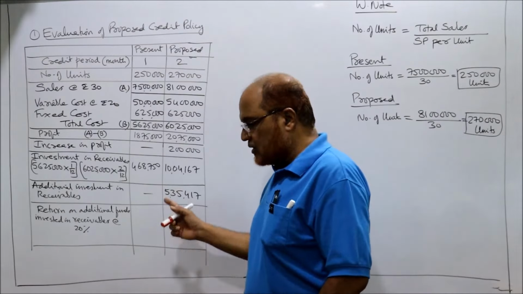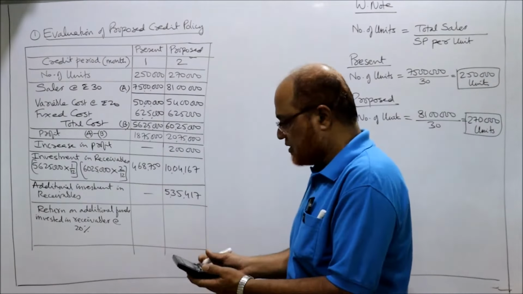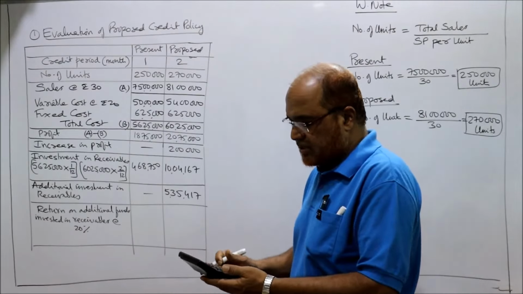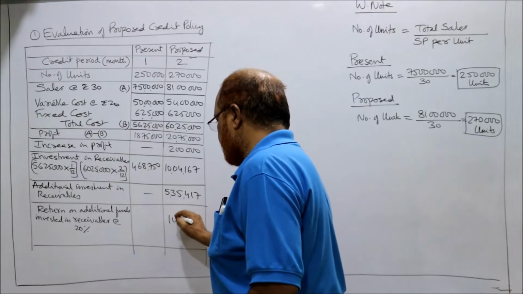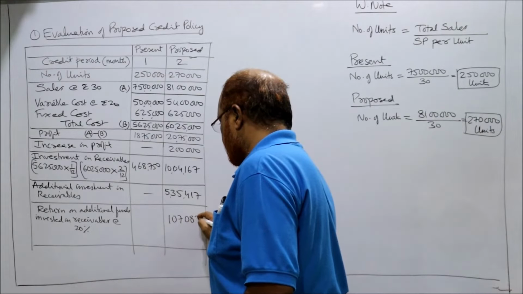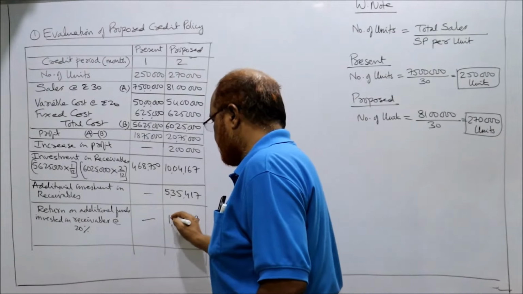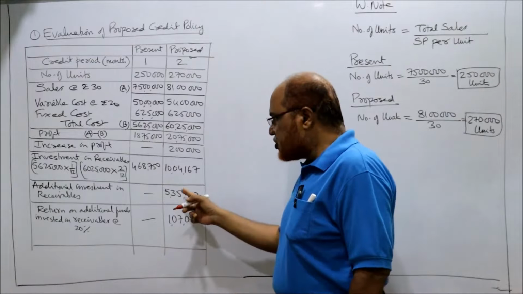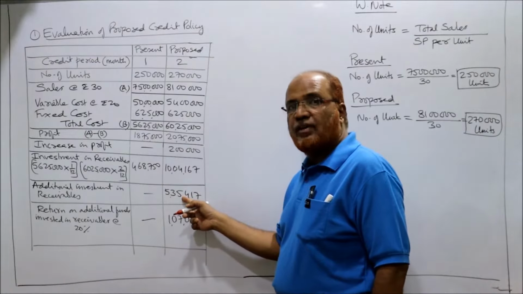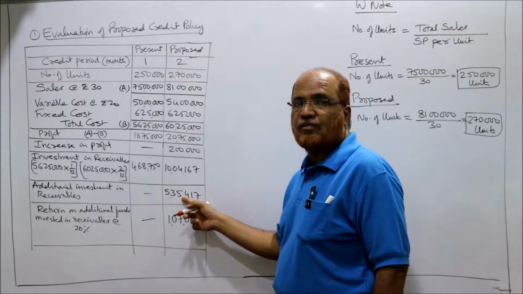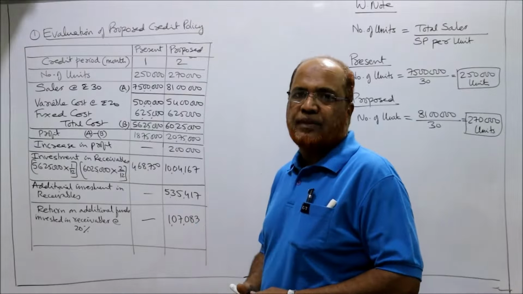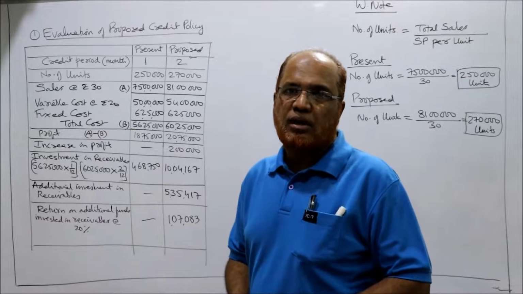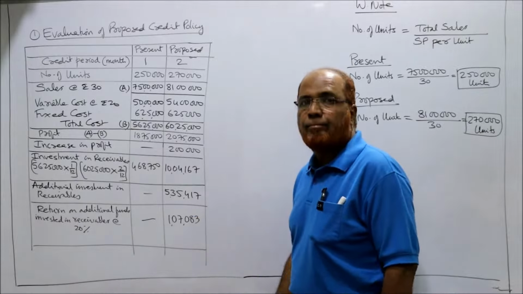तो 20% of 5,35,417 into 20%, 1,07,083. So on this additional investment of 5,35,000, we have to pay the cost of capital. Return is 1,07,083. This is the cost, and increase in profit is the benefit.